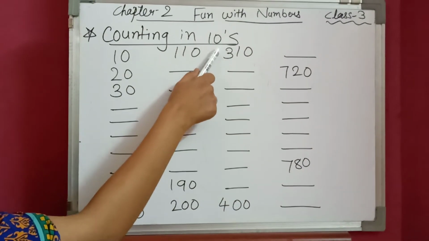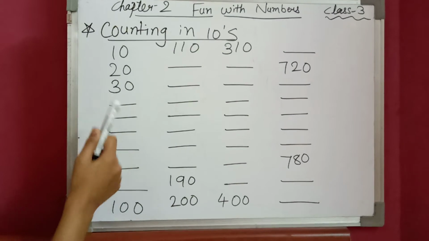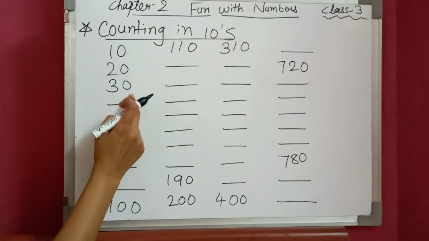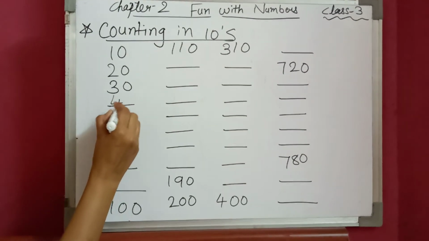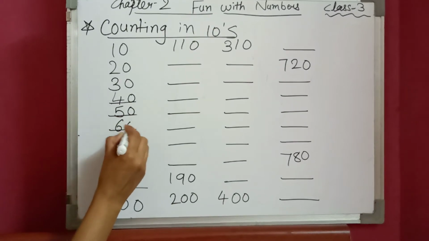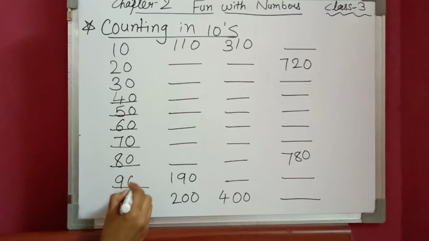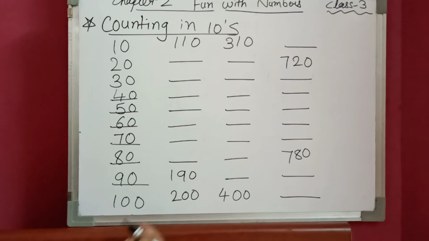Counting in tens means 10, 20, 30. We add 10 and we easily get the next number. So 10 plus 10, 20. 20 plus 10, 30. 30 plus 10, so we get the number 40. 40 plus 10, 50. 50 plus 10, 60. Then 70, 80, 90 and 100. So by adding 10 we get the number easily.